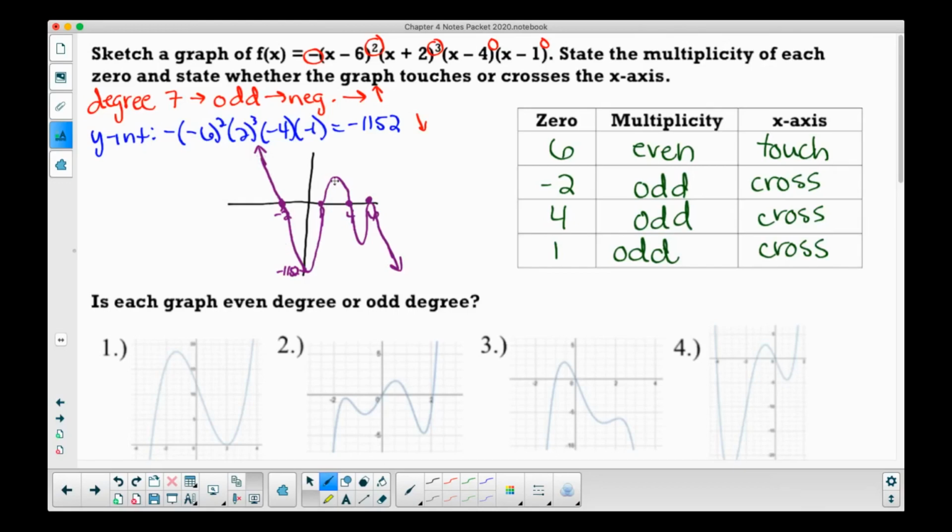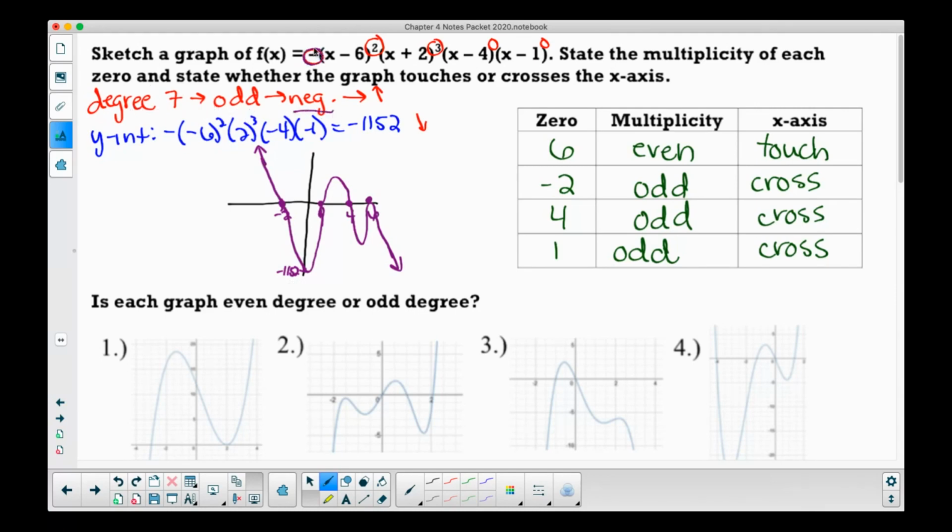So here's a rough sketch, very rough sketch. The zeros are 6, -2, 4, and 1. So I put those x-intercepts on the x-axis. Found my y-intercept to be way down at -1,152, so I put that there. And then this was a degree 7 and was odd, and it's negative.